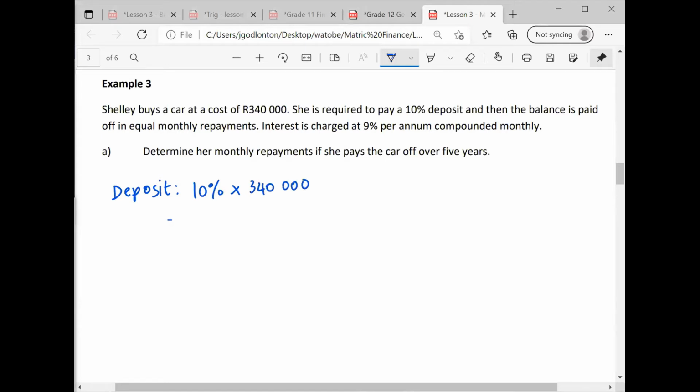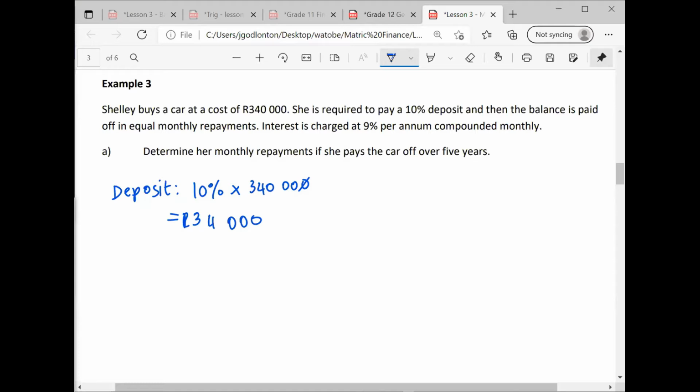So our deposit is going to be 10% of 340,000. And that's going to give us a nice number of what? What is 10% of 340,000? We should all feel comfortable with that type of question. Do I need to put it in my calculator? No, I can just take a zero, guys. So my deposit is going to be 34,000 Rand.